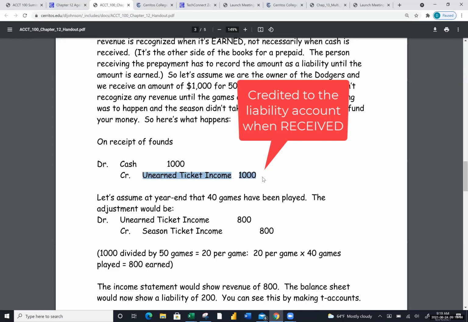It's a liability because, as we found out last year, if games can't be played, then the money needs to be refunded.